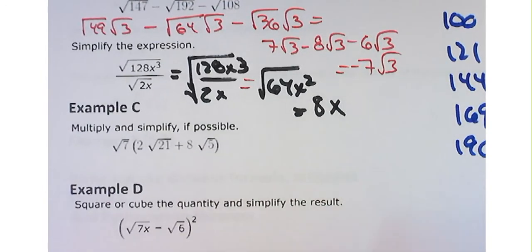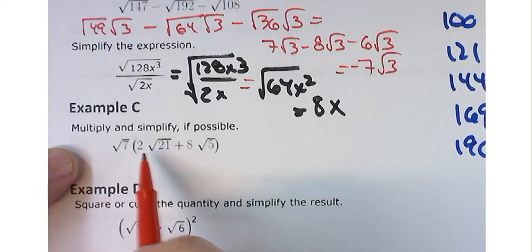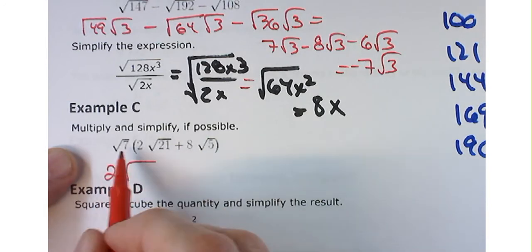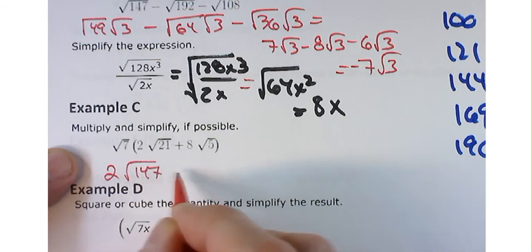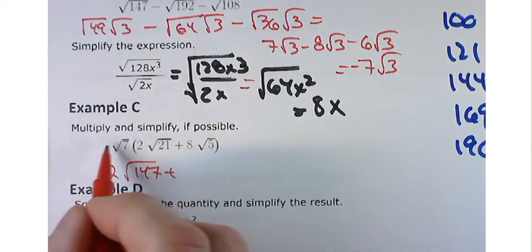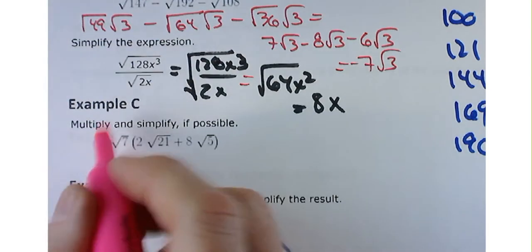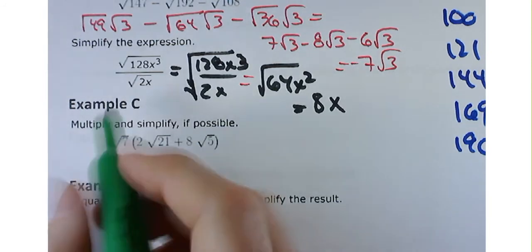Onward. Let's take a look at this next one. Square root of 7 times 2 square roots of 21. That's going to be 2 square roots of, well, 7 times 21 gives me 147. And if you're curious, what I'm doing, even though it's not written, it's understood that there's a 1 in front of this radical. Let me write it in green here. It's a little bit easier.